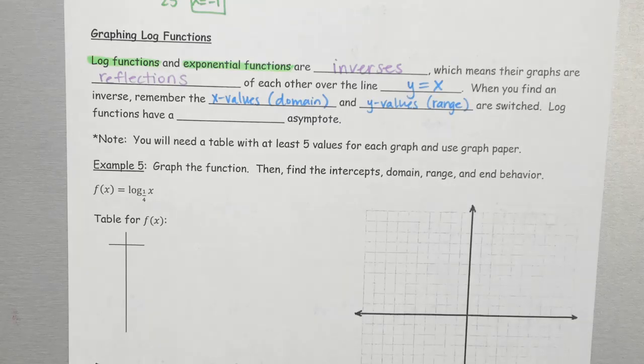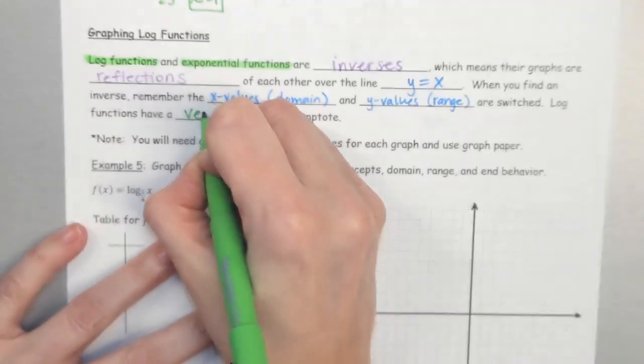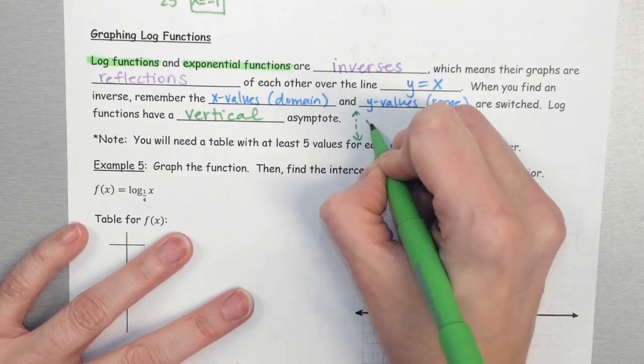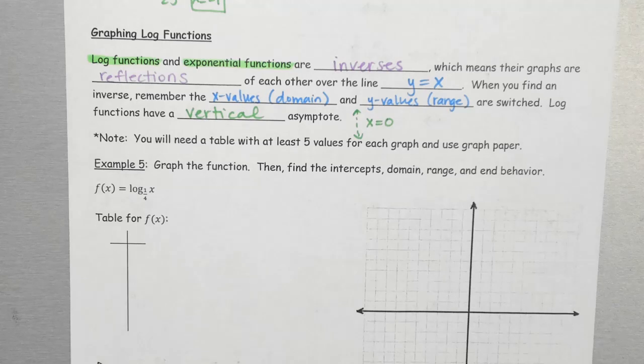Another thing that's going to switch is the asymptote. So remember for exponential functions, we'd always have y equals a value. It was a horizontal asymptote. Now for log functions, it's going to be a vertical asymptote, which means you're going to have a vertical line and it's going to be x equals a value. Many times it will be x equals 0.